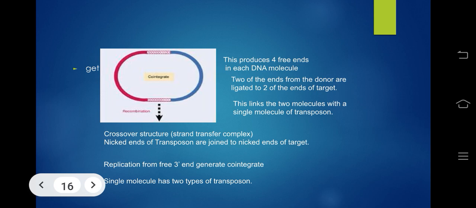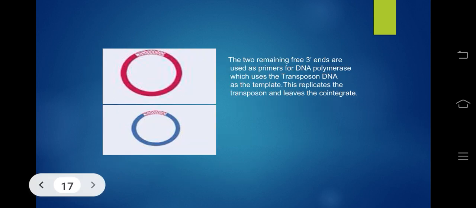Crossover structure, strand transfer complex: nicked ends of the transposon are joined to nicked ends of the target. Replication from the free 3' end generates the cointegrate. A single molecule has 2 copies of the transposon. The 2 remaining free 3' ends are used as primers for DNA polymerase, which uses the transposon DNA as a template. This replicates the transposon and leaves the cointegrate.